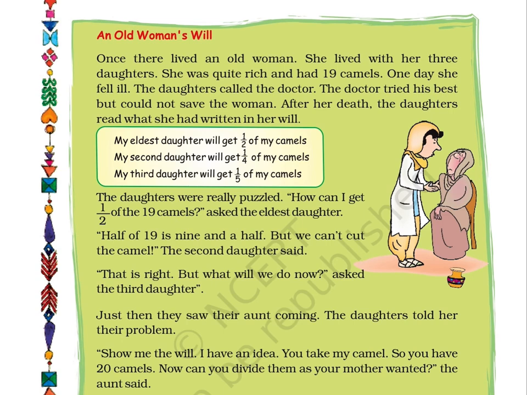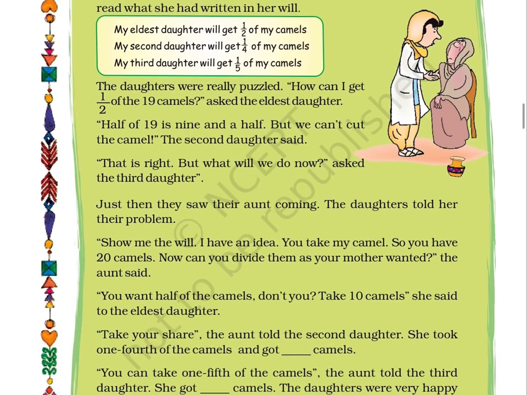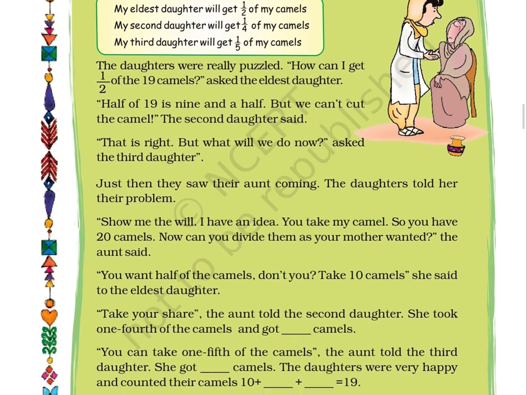My eldest daughter will get half of my camels. My second daughter will get 1/4 of my camels. My third daughter will get 1/5 of my camels. The daughters were really puzzled. "How can I get half of the 19 camels?" asked the eldest daughter. "Half of 19 is 9.5. But we can't cut the camel," the second daughter said. "That is right, but what will we do now?"